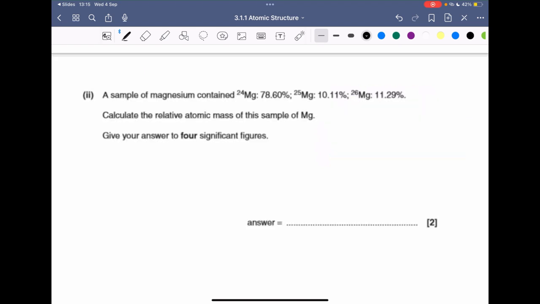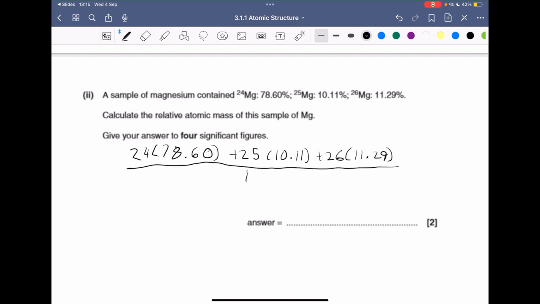Okay, here's another exam question for you to try. Pause the video and try yourselves. Okay, so I'm just going to do the same thing again. So 24, the mass, times the specific percentage, and then divide by 100. And then our answer is 24.3269, so 24.33 to four significant figures.